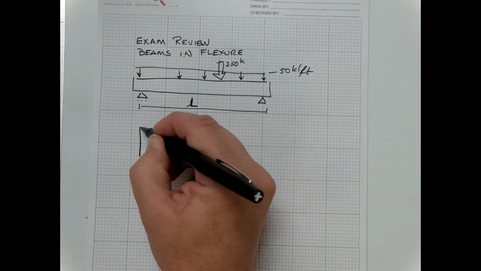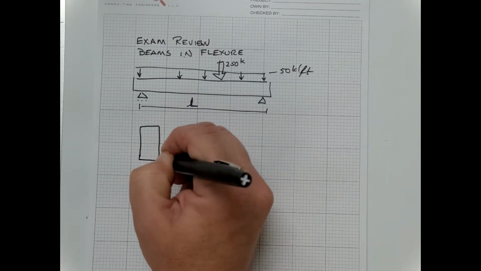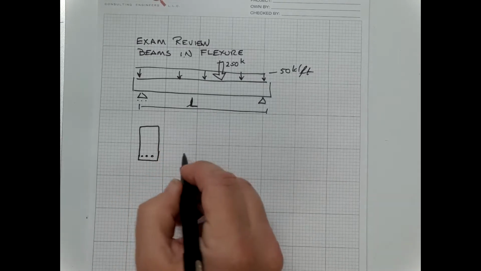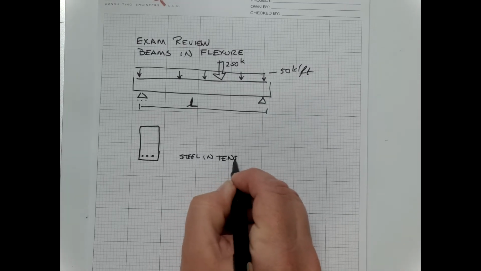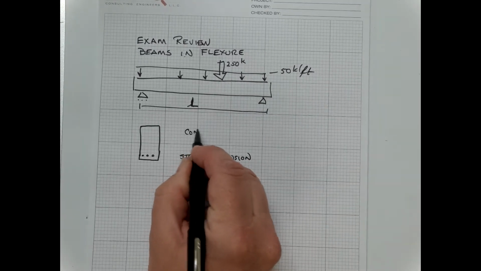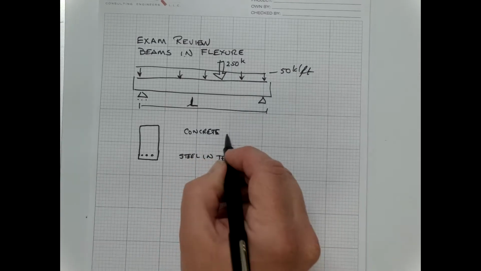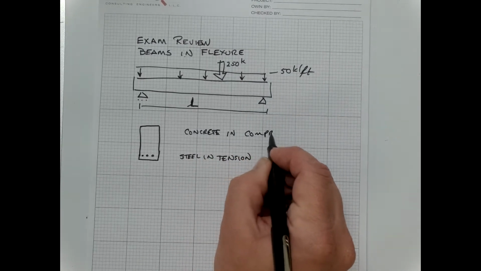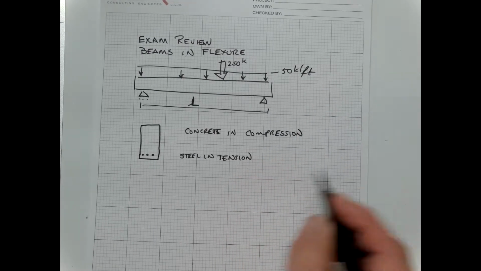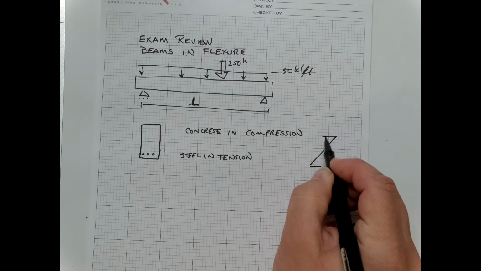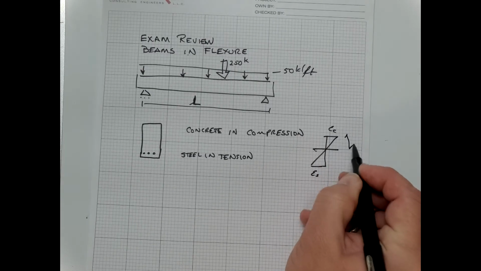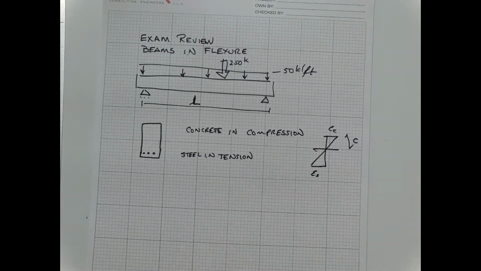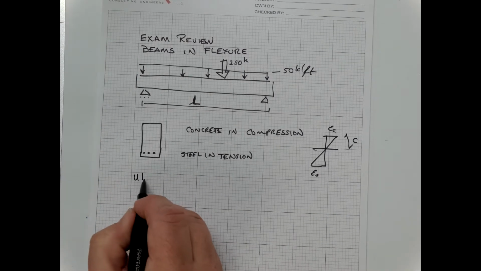In order to resist that, we are going to use, and this is our section, steel in the tension zone. We're going to use concrete in compression. And we're going to have a strain distribution that looks like this. This is our depth of the neutral axis, C. And we want to be in tension control, or ultimate limit state.